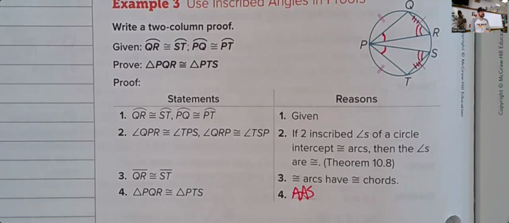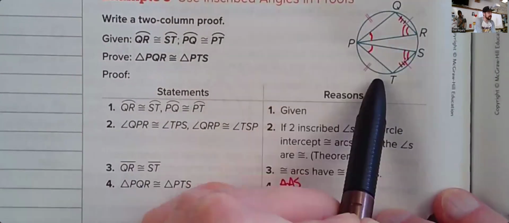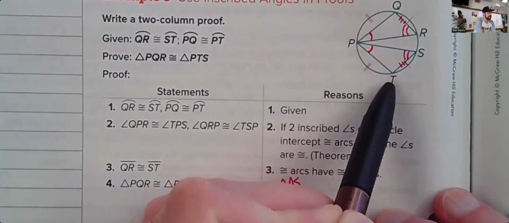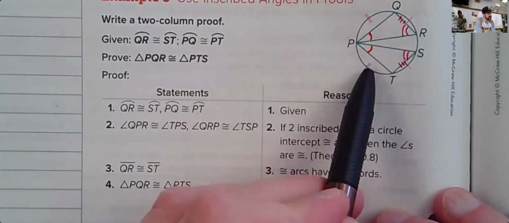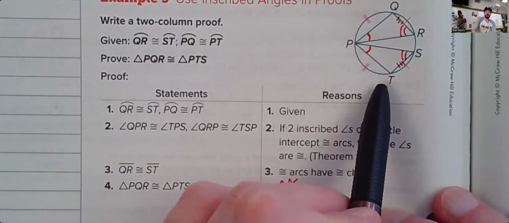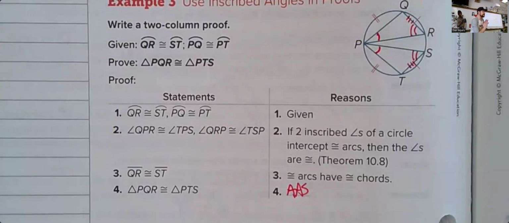We could have used angle side angle though, because arc PQ and arc PT being congruent also means that chord PQ and chord PT are congruent. So we could have said angle side angle for that one. Or actually, no, that would have been angle angle side as well. So never mind. All right, let's move on.